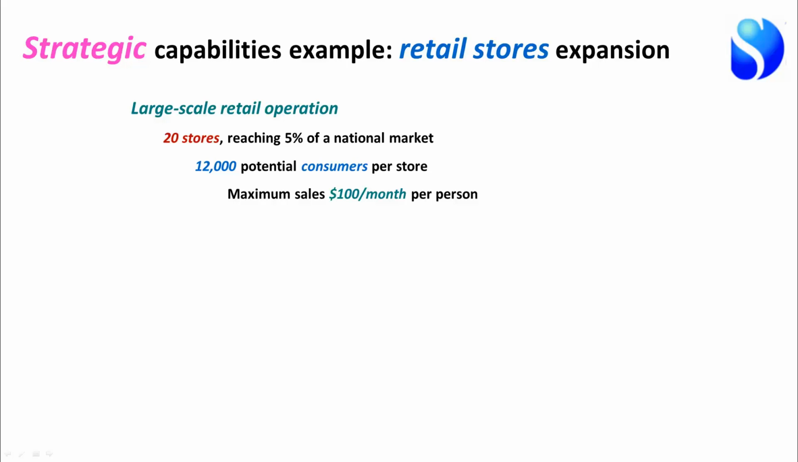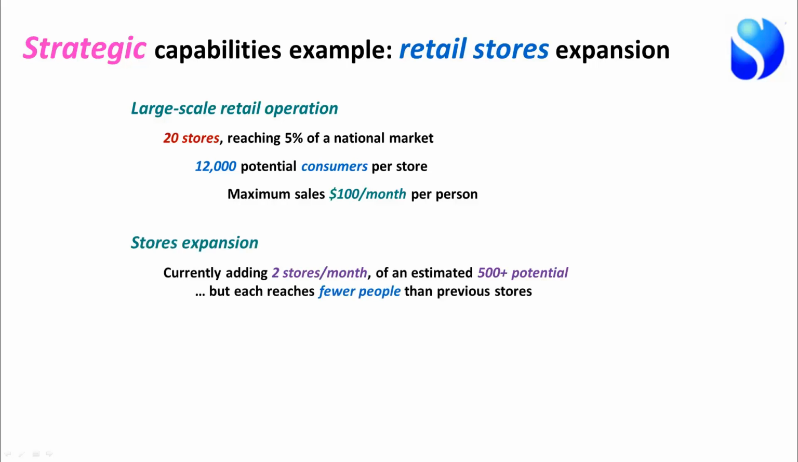And this is a large-scale retail operation, a supermarket chain, for example. At the moment, it's only got 20 stores, and it estimates that those 20 stores can reach about 5% of a national market. What's the capability that we're interested in here? Well, it's the capability to grow that chain of stores. And currently, the company is adding 2 stores per month.